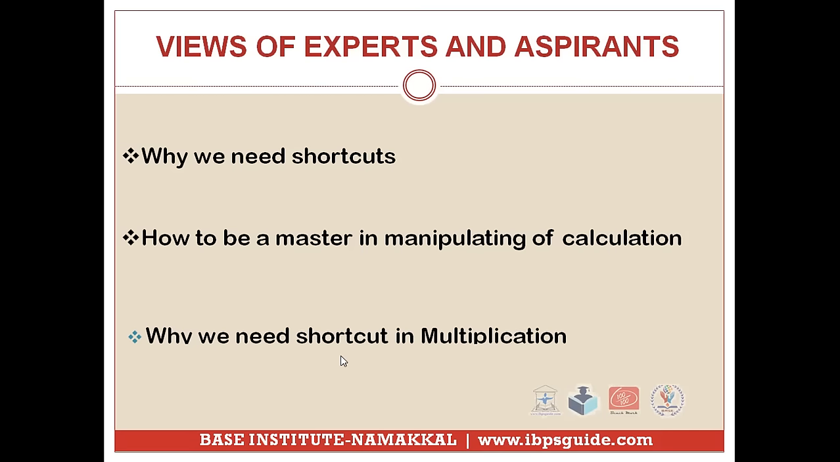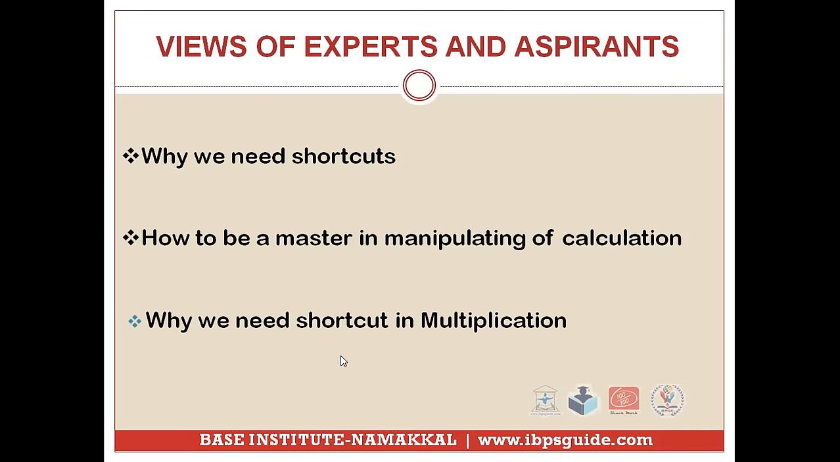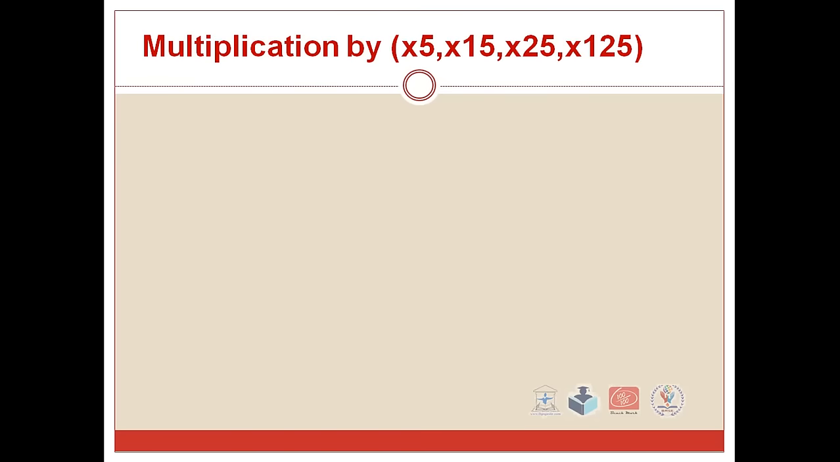And some aspirants may wonder what is the need of shortcuts in multiplication. As we all know, in the aptitude section, multiplication calculations are used in every topic like permutation, combination, probability, and such miscellaneous questions. So if you have good knowledge of shortcuts in multiplication, it will be a booster for facing any questions in the aptitude section. Okay guys, let's see the shortcut methods.